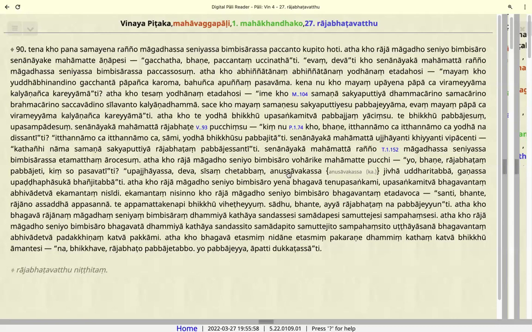Yeah, senānāyako. Oh, sorry, senānāyake. In this one, why is senā here the original feminine gender? Therefore, when we make the compound, we cannot delete this ā.